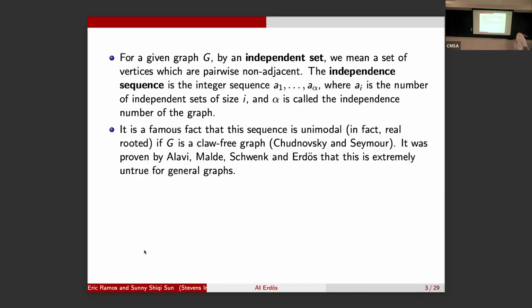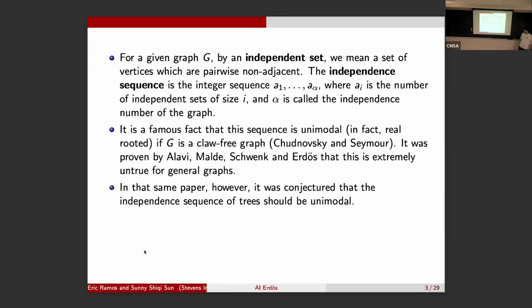Now, in that same paper, they conjectured that the independent sequence of trees should be unimodal. Observe one thing: for claw-free graphs, the independent sequence is really well behaved. This is a conjecture that says that for trees, essentially something similar should be true. Trees and claw-free graphs are on opposite ends of some spectrum, right? The whole point of a tree is to have tons of claws. So these would be two extremes, and you're unimodal on either end, and in the middle, pretty much chaos happens. But at least at the two ends, you should have unimodality.